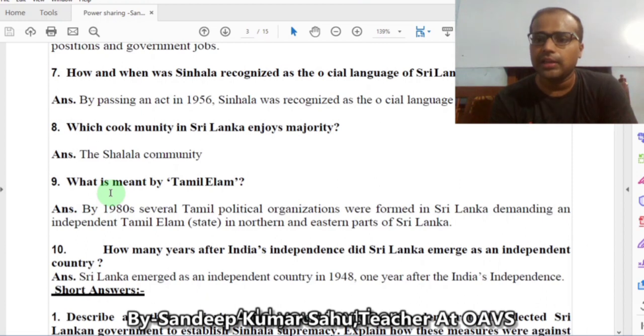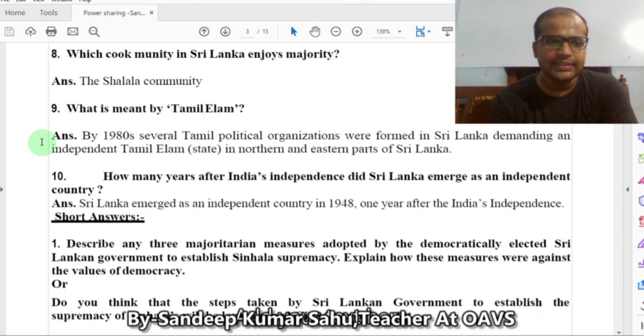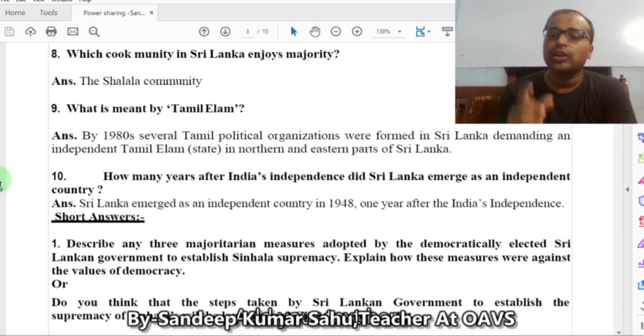What do you mean by Tamil Eelam? In the 1980s, several Tamil political organizations were formed in Sri Lanka demanding an independent Tamil Eelam in the north and eastern part of Sri Lanka. So in the 1980s, different political groups were formed by the Tamil speakers because they also wanted their language recognized as an official language. They also wanted preferential treatment in universities and government jobs. That is why they created a political group for Tamil Eelam. They wanted an independent Tamil Eelam in the north and east, where they mostly lived.